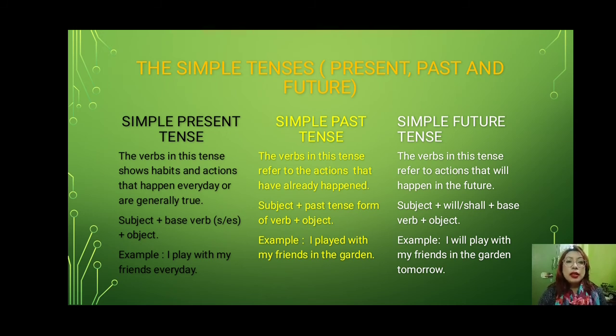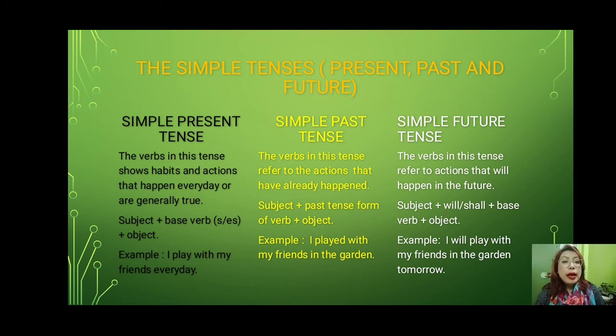Simple past tense. The verbs in this tense refer to the actions that have already happened. In this kind of sentence, the verbs refer to the action or the activity that happened a long time back. It had already happened. So what is the formation of a sentence? Subject plus past tense form of the verb plus object.